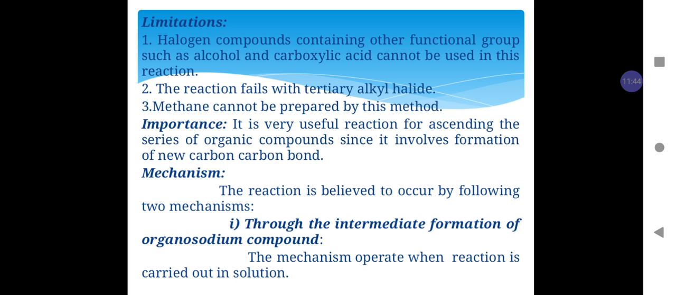of halogen compounds. This reaction fails with tertiary alkyl halide because tertiary alkyl halide undergoes dehydrohalogenation to form alkene. This reaction cannot be used to prepare methane.